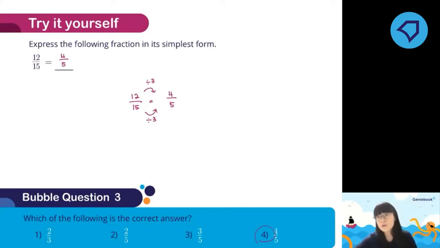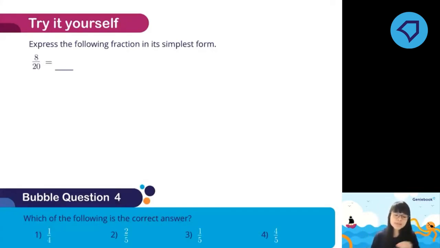Okay, just to make sure that you guys are super clear, let's try one more. Express the following fraction in its simplest form. We have 8 over 20. So think about your multiplication table. Which multiplication table has the numbers 8 and 20? 2 timetable, 3 timetable, 4 timetable, 5 timetable, then you divide by that number. If you think it appears in your 2 timetable, you divide by 2. After you divide by 2, you look at the fraction. Can it still be divided further? If it can, divide again. Okay? All right. So you have 1 minute to think about it. Ready, and let's go.